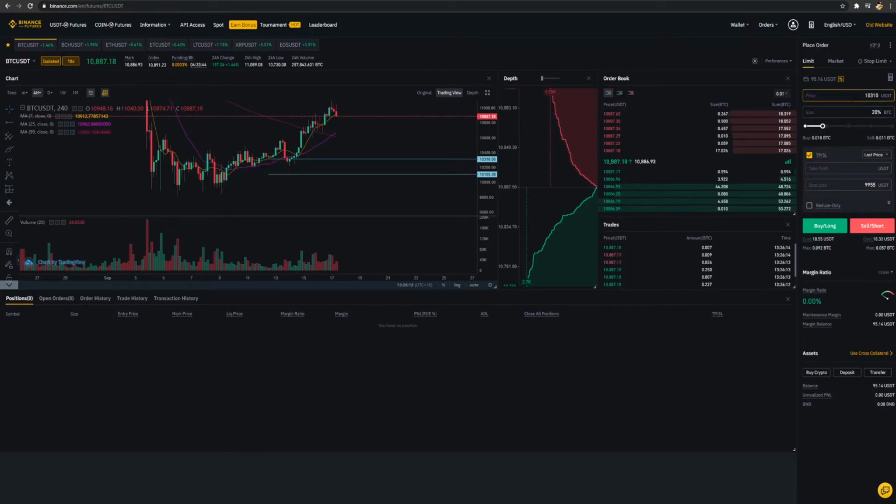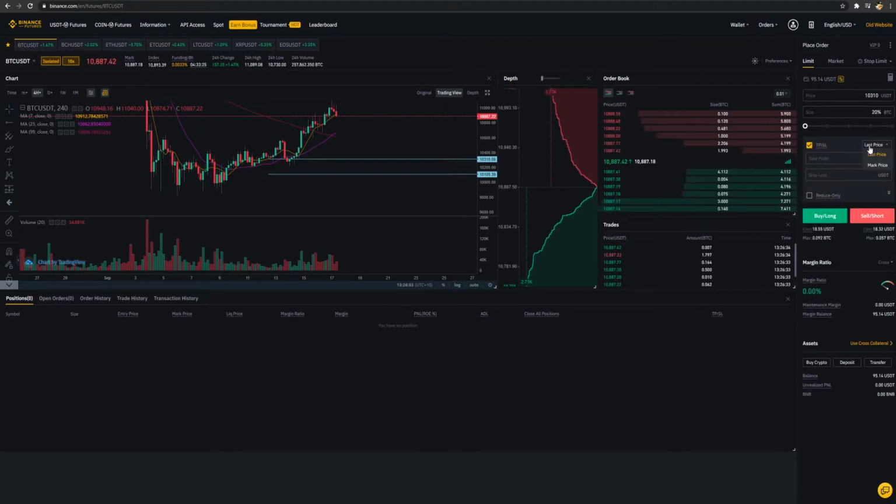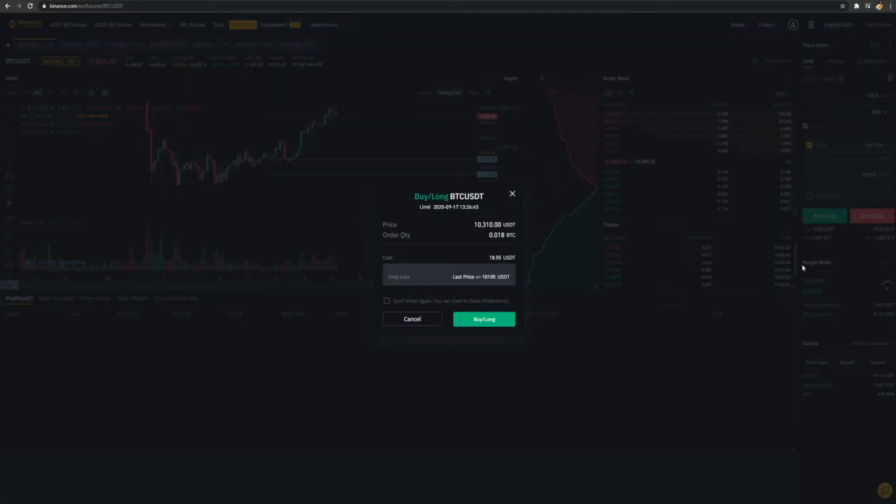So we want to buy, we want to long BTC at a 10x leverage. We want to use 20% of our account for this example. It is an example at 10.310 USD. What we want to do, we're going to set a stop loss as well. Take profit stop loss. Tick the button. There we go. We want last price. So last price is basically the price in the book. All right. And we want to have our stop loss set at 10.105 USDT. And then we want to go buy long.